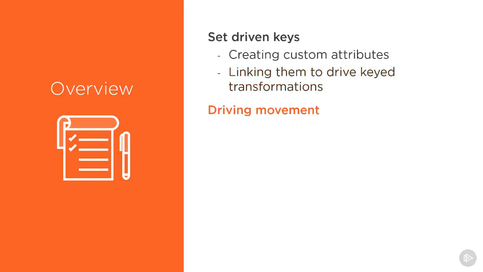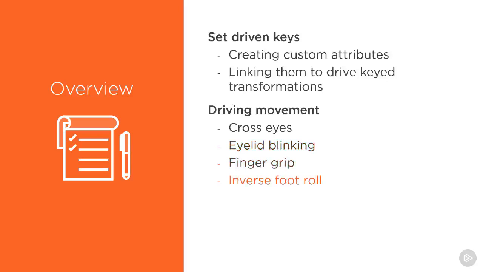We'll start with a simple example of crossing the character's eyes, then we'll move on to some more complex features like eye blinking and finger gripping. After that, we should have enough know-how to create our inverse foot roll. While we make our driven key animations, we'll take that opportunity to use the poses for some detailed skin weight touch-ups in the eyelids and hands.